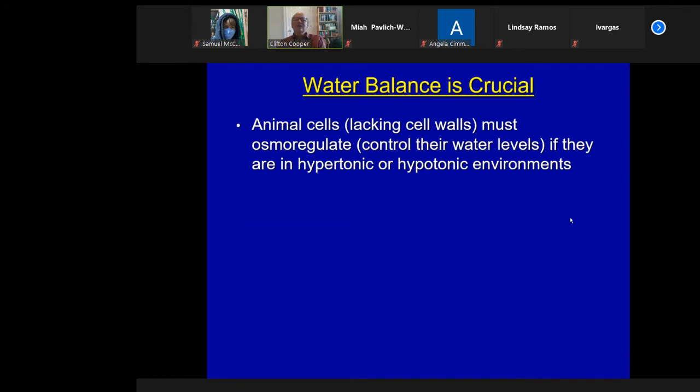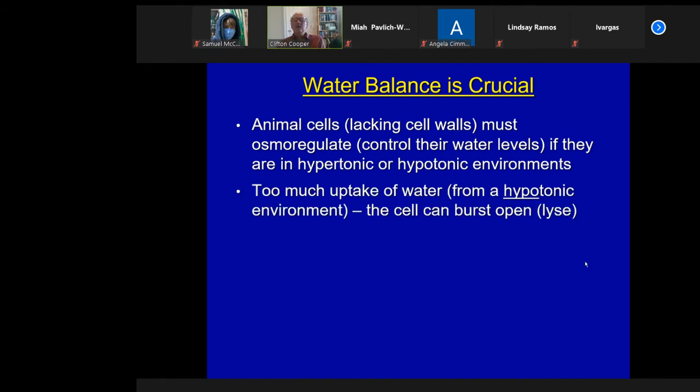Now, balancing water is crucial. Cells are mostly water. The animal cells, they have a problem if they're in environments that are not isotonic. Animal cells don't have a cell wall, and some of them are very flimsy, like red blood cells, and they will not keep the correct size or shape if you put them into something that is either a very salty solution or, say, a very unsalty situation, something like distilled water.